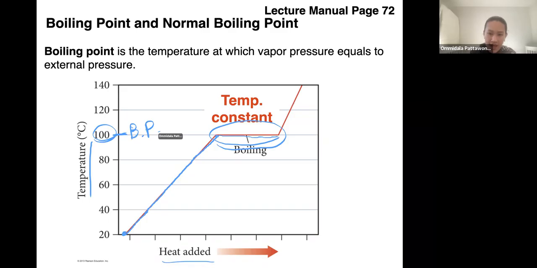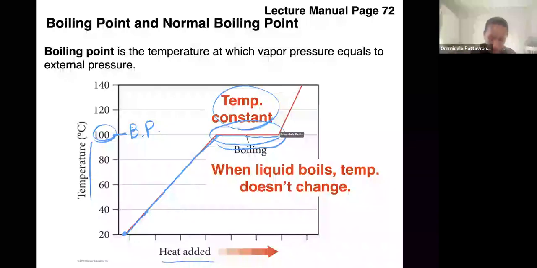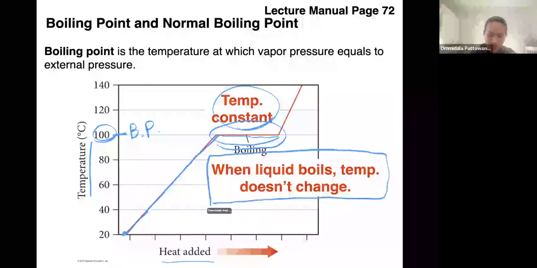Note that when a liquid boils, the temperature doesn't change. That's why the temperature is constant. I would like you to highlight this. This is very important. When a liquid boils, the temperature doesn't change at all.